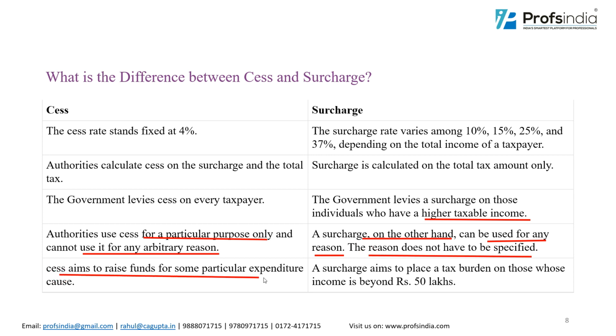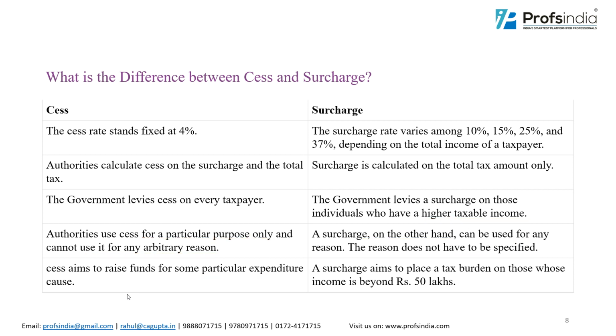Cess aims to raise funds for some particular expenditure, like we just discussed that the Kerala government employed the calamity cess to cope with the increased expenditure on rehabilitation and to restore activities. They employed the calamity cess, and once the situation normalized, they removed it. The surcharge aims to place a tax burden on those who have higher income. This is basically a concept to tax those who have higher income.